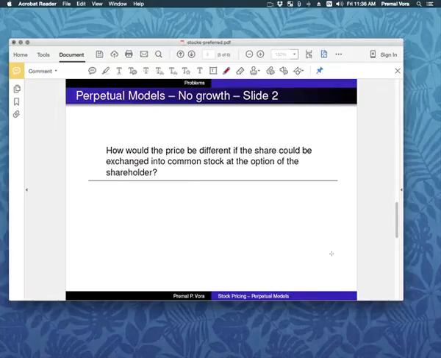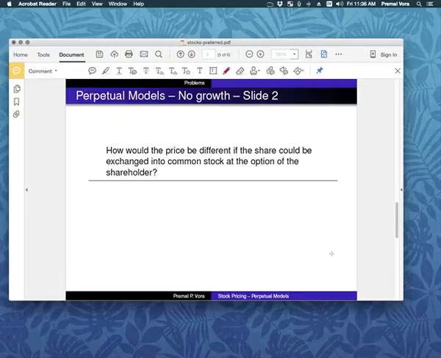How would the price be different if the share could be exchanged into common stock at the option of the shareholder? Frequently in the US, preferred stock is issued with the option that lies with the shareholders to have it exchanged into the common stock of that company. Under what circumstances would investors choose to do that? Well, if the company flourishes and if the price of the common stock becomes very attractive because the company is flourishing, you as a preferred stockholder can turn in your preferred stock and receive common stock of that company in exchange.